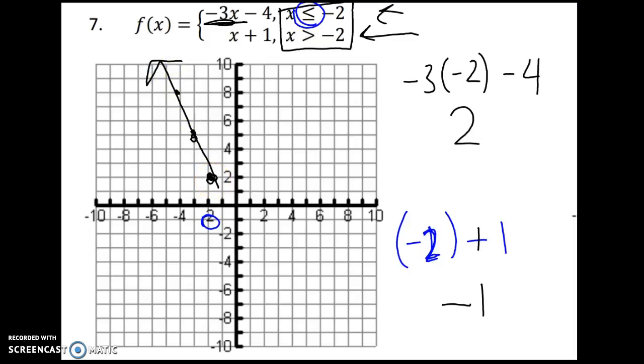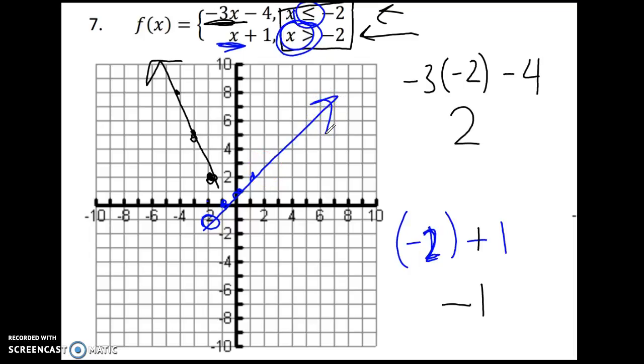Now this one down here is going to do the same thing, but it's going to go in the positive direction because it is greater than. So it's going to go up 1 and over 1, up 1 and over 1, up 1 and over 1. So I'd get that line right there.